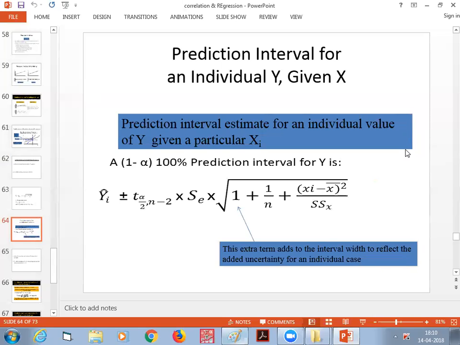So how to calculate? Same thing, plus or minus the t alpha. We can see only one difference in the formula: 1 plus. Look at the previous example.